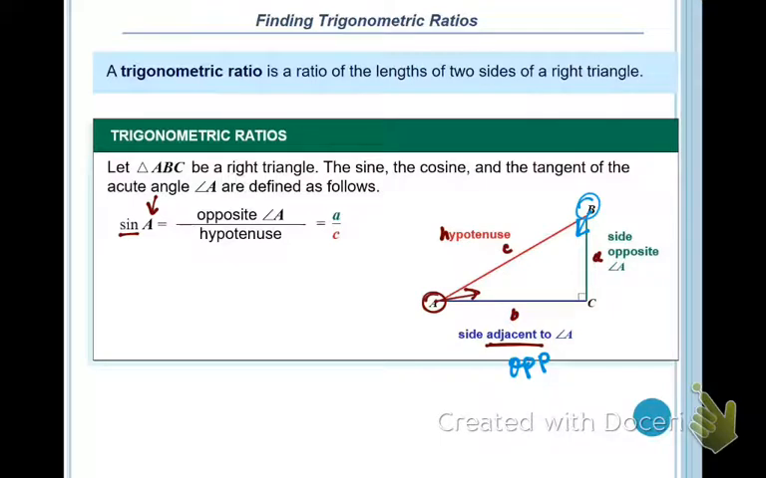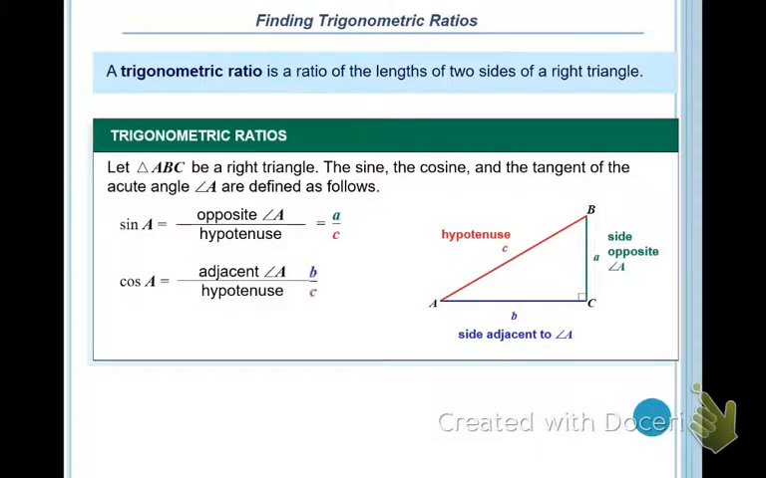Alright? So the next kind is cosine. C-O-S is how we represent it. If you look at it over here, sine was "so." Cosine is "ka," and it is A over H. What do you think A stands for? Adjacent. Adjacent over hypotenuse. Sorry.